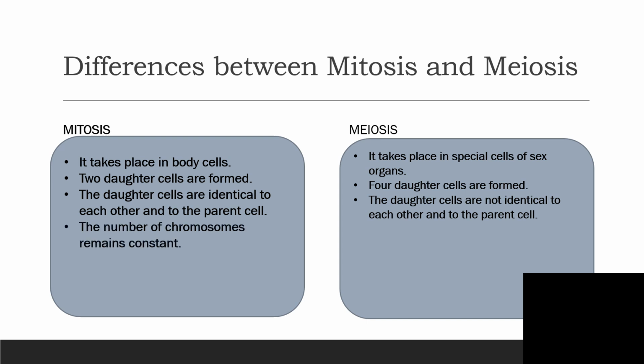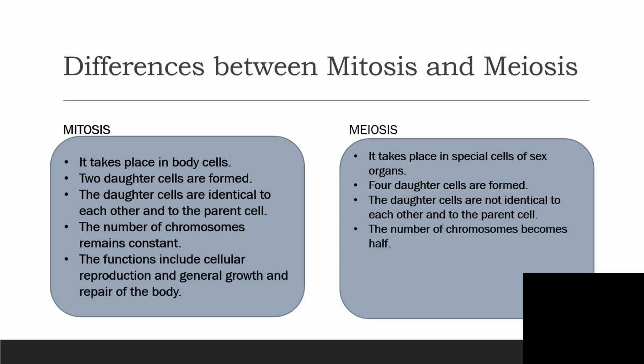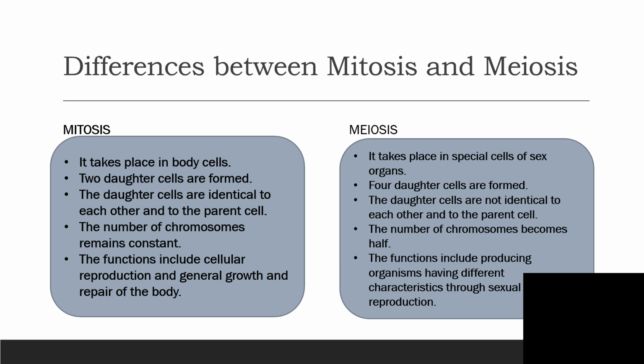The number of chromosomes remains constant in mitosis. The number of chromosomes becomes half in meiosis. The functions include cellular reproduction and general growth and repair of the body, in the cells that are undergoing the mitotic cell division. Whereas in meiosis, the functions include producing organisms having different characteristics through sexual reproduction.